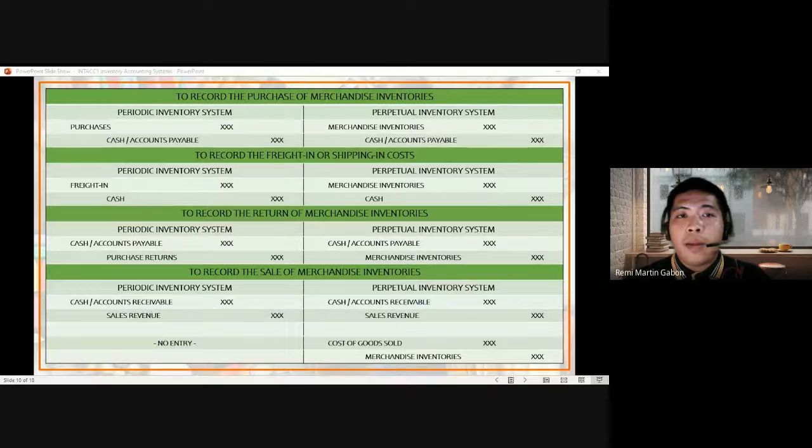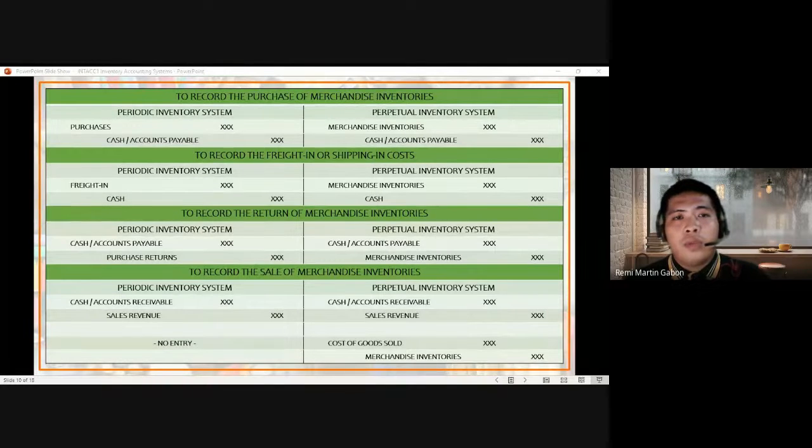Next, to record the freight in or the shipping in cost, under periodic, we debit it to freight in account. While in perpetual, we debit it to merchandise inventories. Reason for periodic is that, yun nga, as is ulit. The journal entry describes the transaction. So, debited to freight in. The reason for perpetual, why it is debited to merchandise inventories, kasi yung perspective niya, sabihin niya, anyway, at the end of the day, that cost will form part of the inventories. So, why not debit to merchandise inventories? Yun yung perspective ni perpetual.